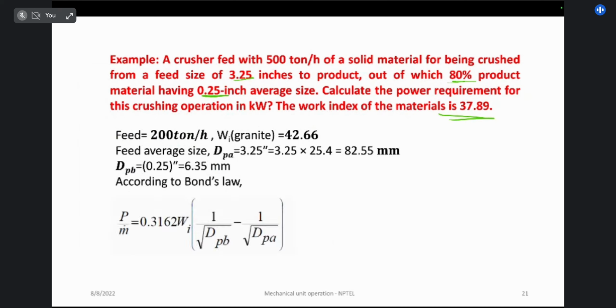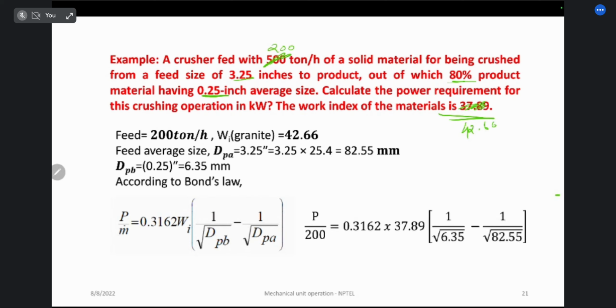So there is a little bit of change. Instead of 500, it is 200 ton per hour. This is the already solved example, so I don't want to change the values. This is 42.66. The work index is a little bit different, it's not 37.89, so don't consider this work index. The work index we will take is 37.89, and the feed we will take as 200 ton per hour.